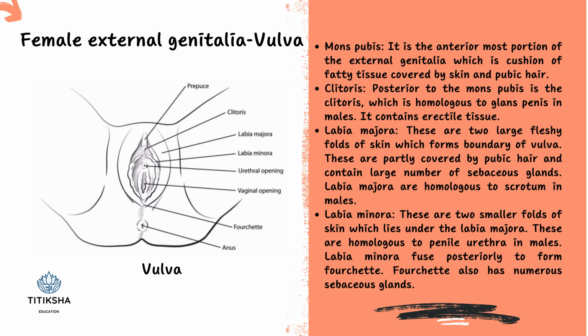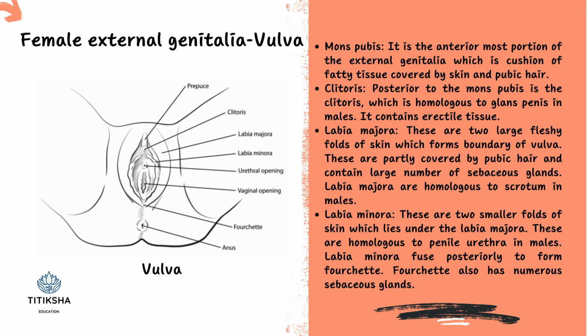Vulva. Mons pubis. It is the anterior most portion of the external genitalia, which is cushion of fatty tissue covered by skin and pubic hair. Clitoris. Posterior to the mons pubis is the clitoris, which is homologous to glans penis in males. It contains erectile tissue.